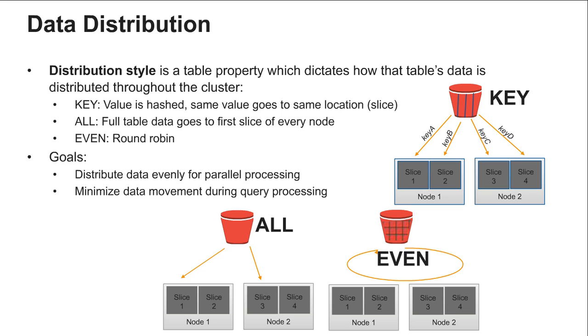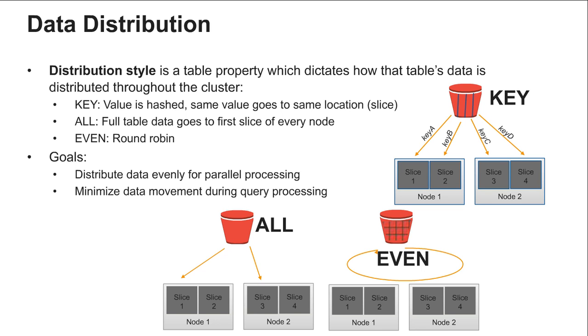The next is even. Even is a distribution style that really just round robins the data across all the slices in the cluster. So if, for example, you say, I don't have a very good key to distribute on, I don't have something that's high cardinality, I don't have a unique key, you can just pick distribution style even and we'll take care of it for you. In the last case, we have distribution style all, which makes a full copy of the table on each node in the cluster. It's typically used for dimension tables.